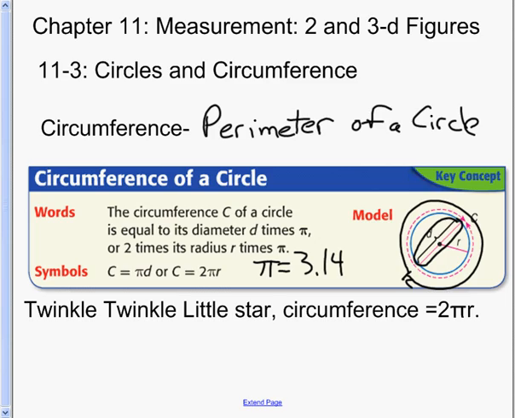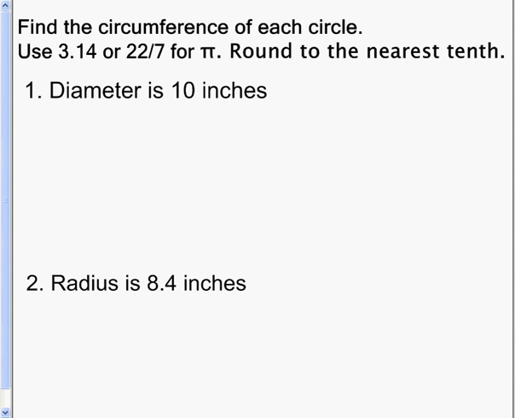So, this first problem, we're finding the circumference of each circle using 3.14 or 22/7 for pi, round to the nearest tenth. So right now we're going to mainly use 3.14. Don't worry about 22/7. We will touch on that later in the video. So if the diameter is 10, there's one other piece we need to know. How do we find the radius?